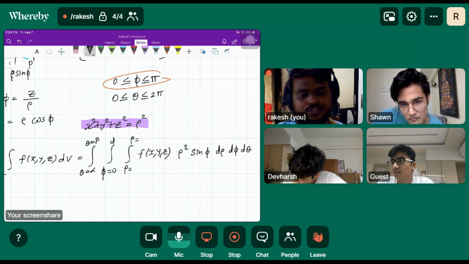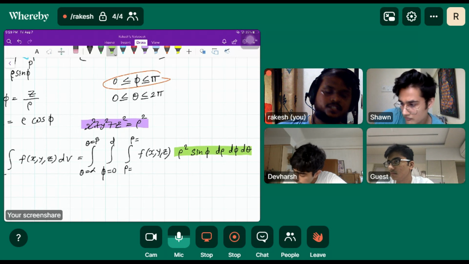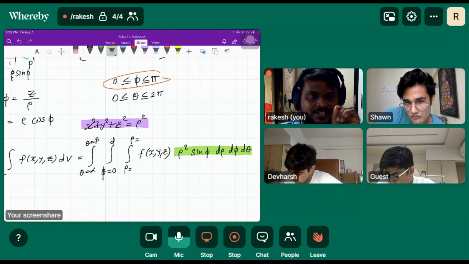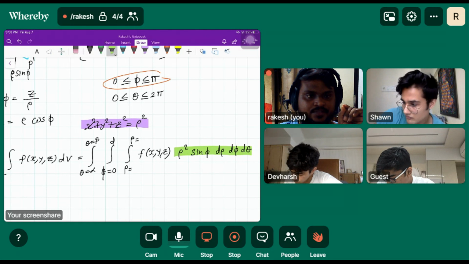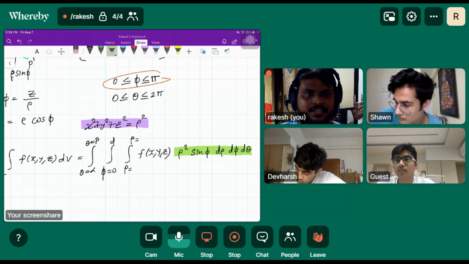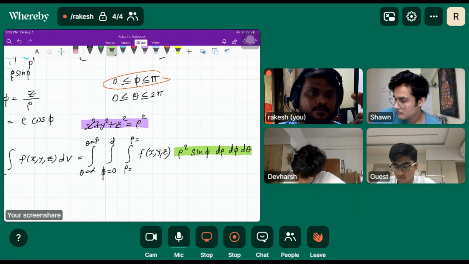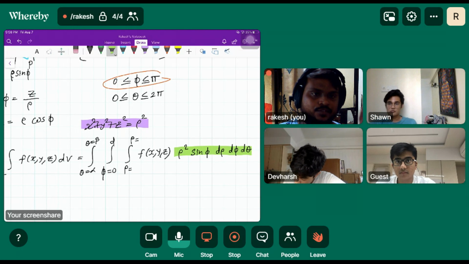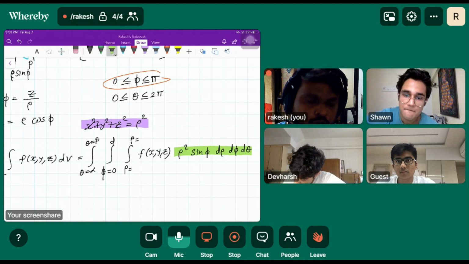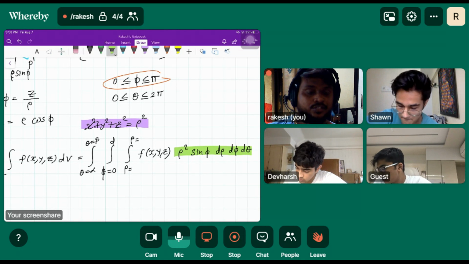Like we saw in the cylindrical coordinate system or the polar coordinate system, r is there with dz dr d theta, isn't it? Here we have rho square sine phi with d rho d phi d theta. We always go along rho first, then phi, and then theta. So that must be the order.